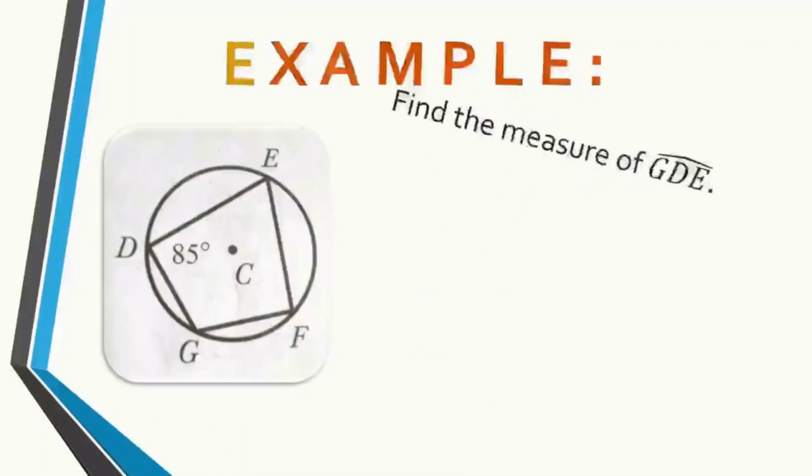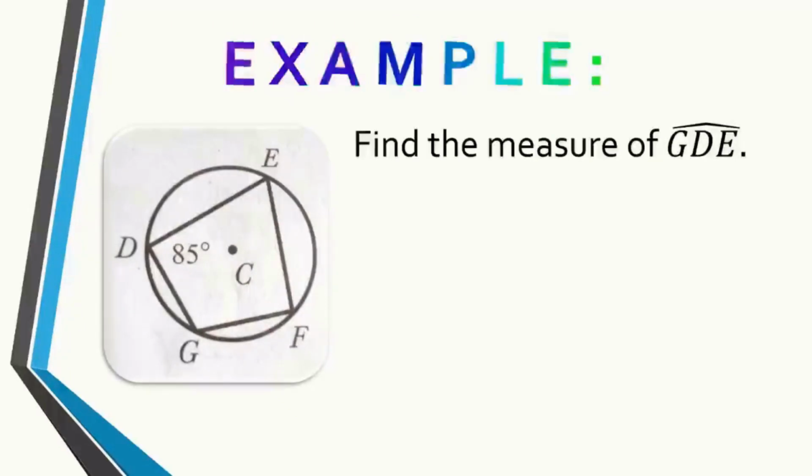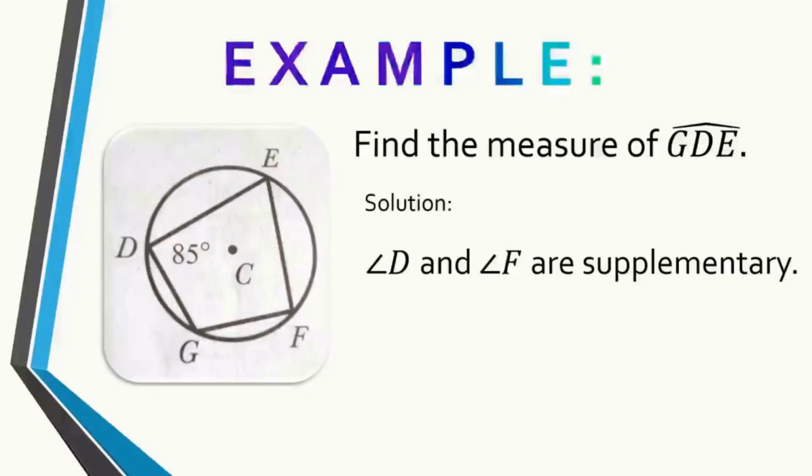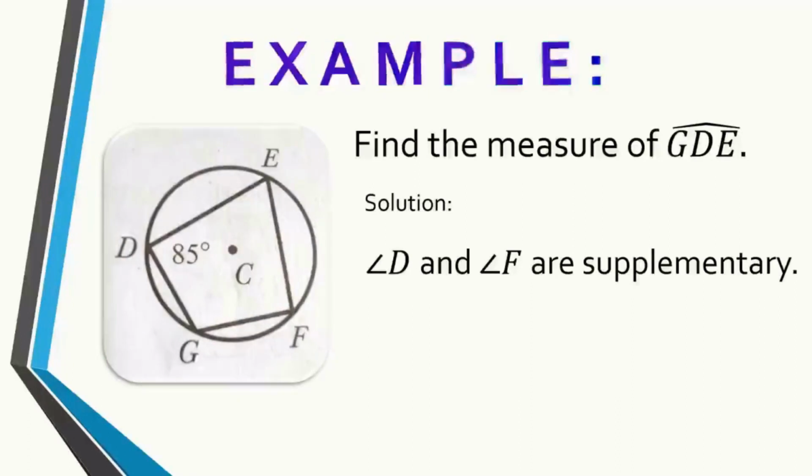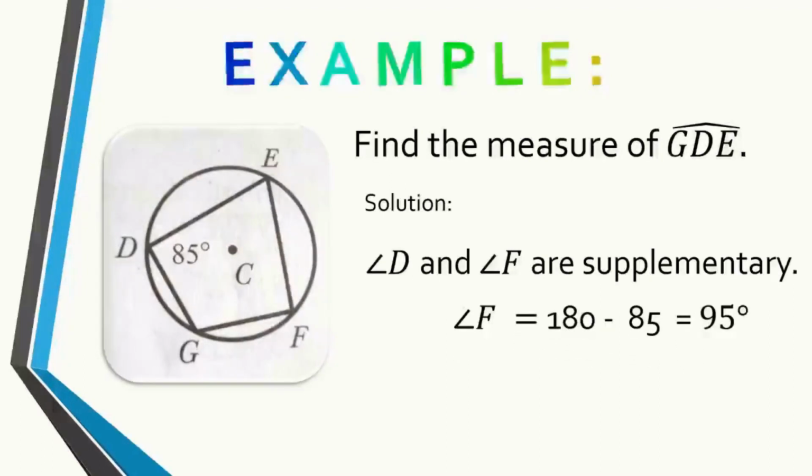Now, let's have an example. Find the measure of arc GDE. So, in circle C, our solution, since alam natin na si angle D and angle F are supplementary. So, tandaan natin na kapag inscribed quadrilateral, ang opposite angles niya ay equal sa 180. Now, isolve muna natin ang value ng angle F since ang angle F ay inscribed angle at ang kanyang intercepted arc ay arc GDE. So, angle F is equal to 180 minus 85 and that is equal to 95 degrees.